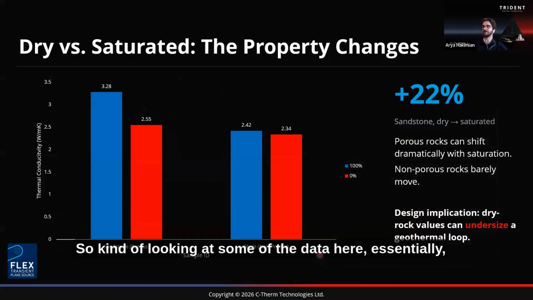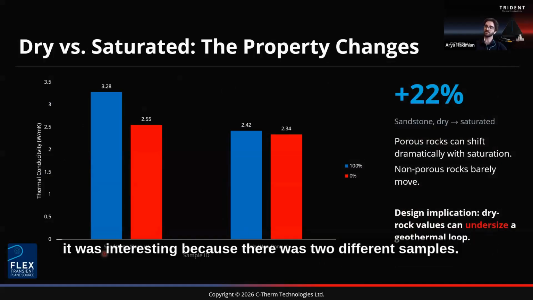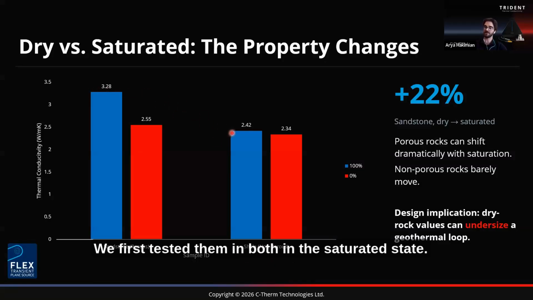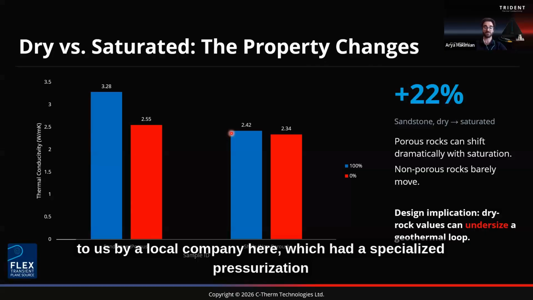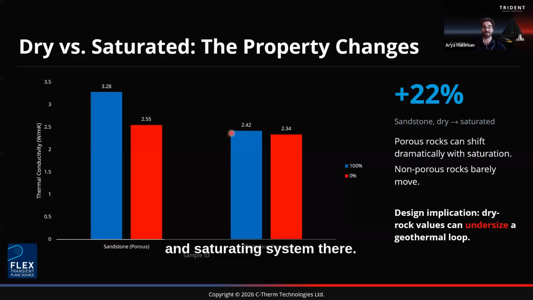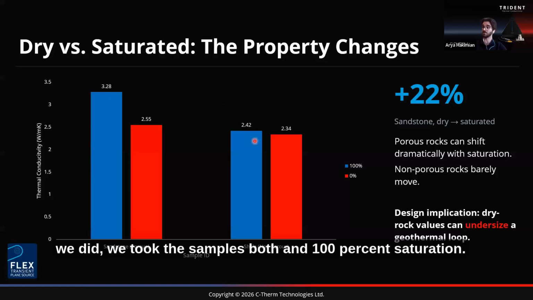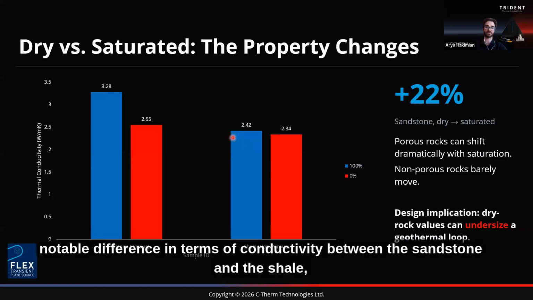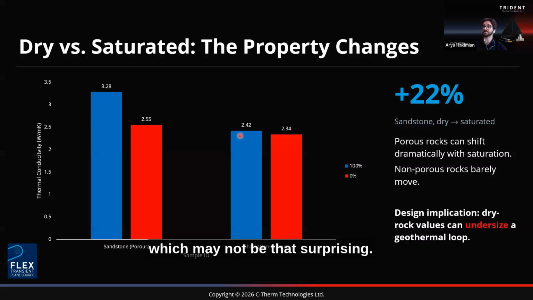Looking at some of the data here, it was interesting because there were two different samples: a sandstone material and a shale. We first tested them both in the saturated state. These samples were provided to us by a local company here, which had a specialized pressurization and saturating system. Essentially, we took both samples at 100% saturation. You can see between the two there was a fairly notable difference in conductivity between the sandstone and the shale, which may not be that surprising.